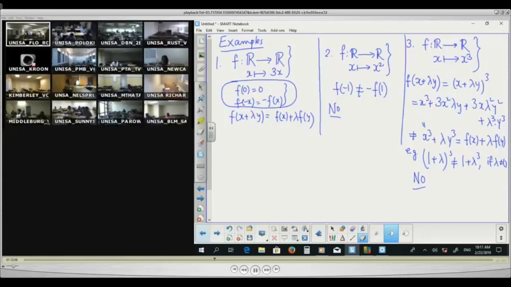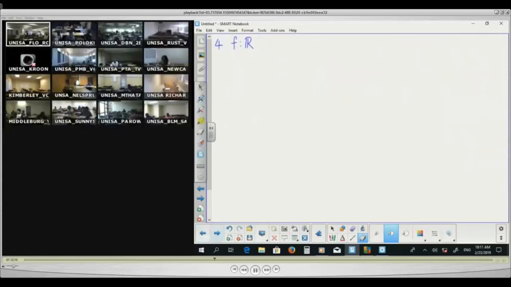There was a mistake here. It should be lambda cubed, and what I wanted to show is not this. That is this. Right? Okay. Clear? Now, let's have another one.